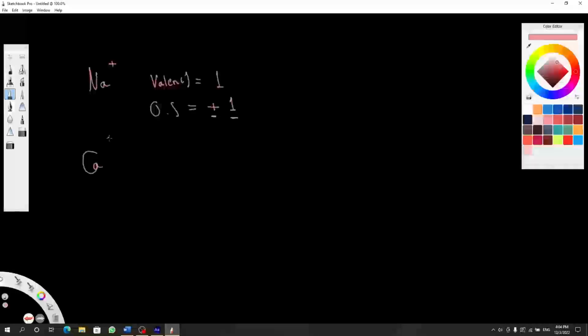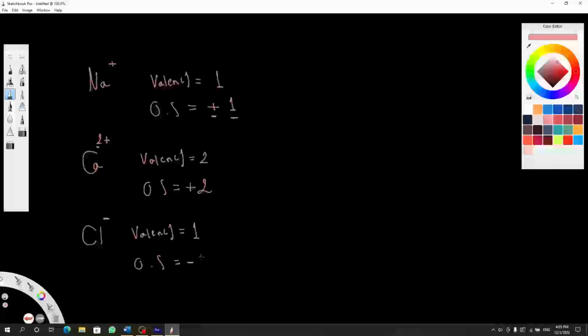Calcium 2 positive. While writing the ion, you write the number and then the charge. The valency is just a number 2. The oxidation state is positive 2. Same applies when we're talking about a non-metal, for example, chlorine. Chlorine anion carries a negative charge. The valency has no charge, so it's just 1, and the oxidation state is negative 1.